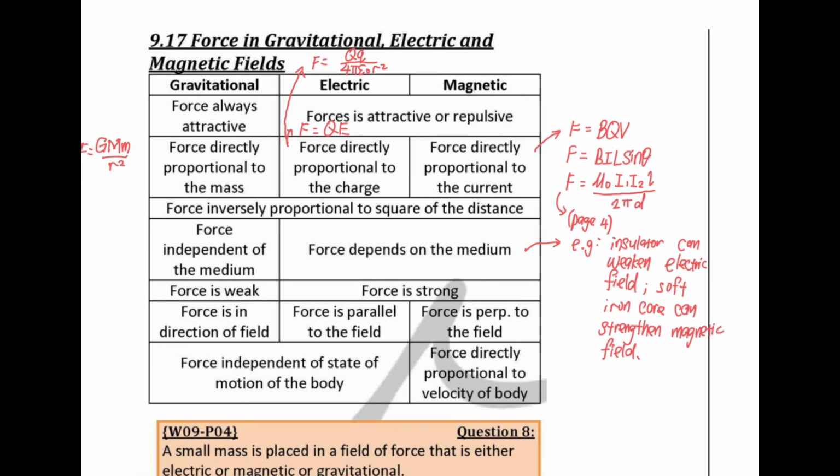Okay, next one. Gravitational force: force is weak. Electric force: force is strong. Then magnetic force: force is strong. Okay, in general, it's like that. But you may have heard that in outer space there is a black hole where the gravitational force is very strong. It's so strong that even light cannot come out. So gravitational force can be very strong also. But let's say we put it in general: force is weak.